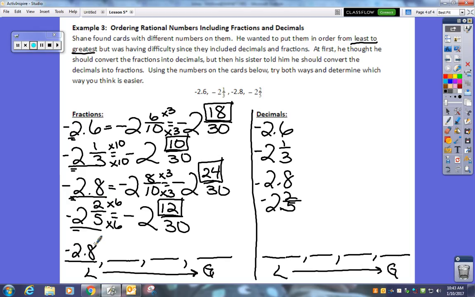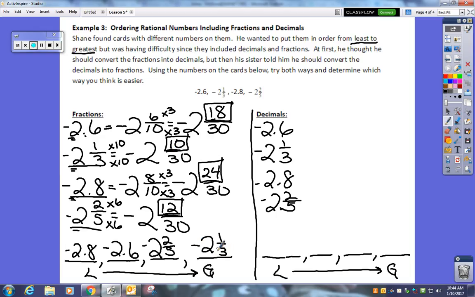As long as you show what it's equal to somewhere on your paper, it wouldn't really matter, but just be careful in the play pause because it will go back to the original number. The next one is 18, and that goes all the way back to the negative 2.6, so that would come next. Then 12, so that would be the negative 2 and 2/5. And finally, the 10, negative 2 and 1/3.